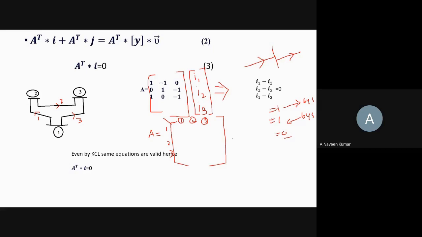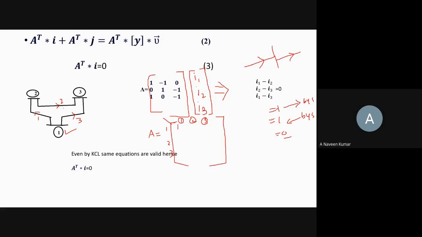For example, for bus number 1, we will write. What about the element number 1? It is leaving or approaching the bus number 1? What is the branch current in the element 1? Is it leaving from bus 1 or towards bus 1? Leaving. Leaving means we have to take +1 or -1? +1. So it is 1.